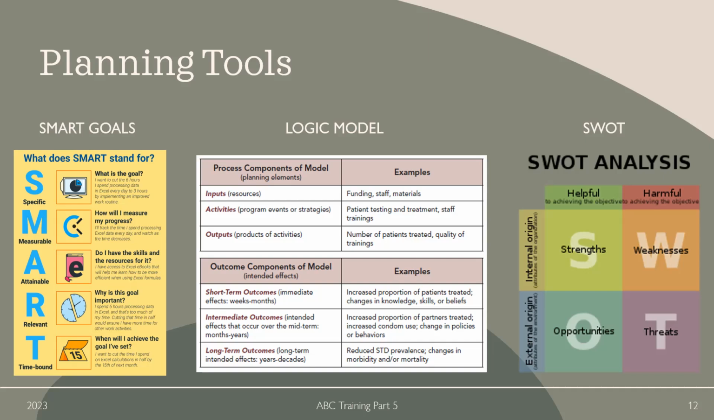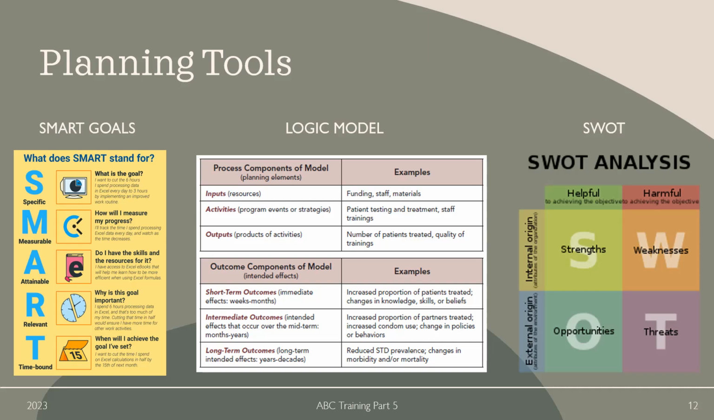So you want to know what the goal is, and you want to be really clear. Quantifying is really helpful when you're trying to determine goals, because quantifiable goals are measurable. In this case, I want to cut the 6 hours I spend processing data in Excel every day to 3 hours by implementing an improved work routine, right? How will I measure my progress? When you are doing your SMART goal, you want to determine what your evaluation method will be. How am I measuring this?